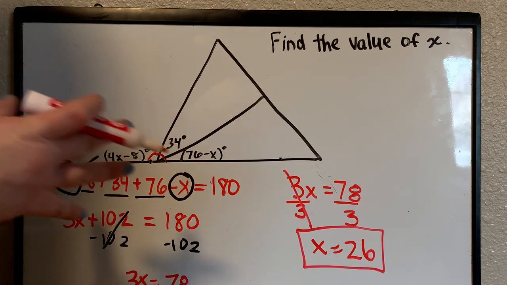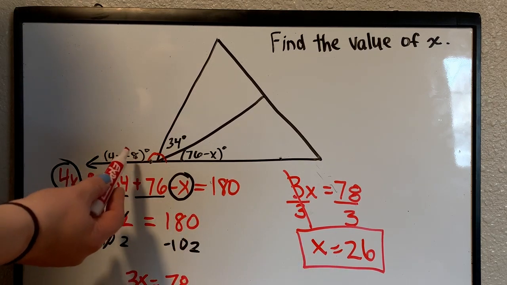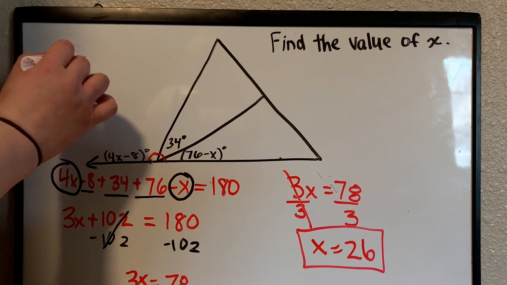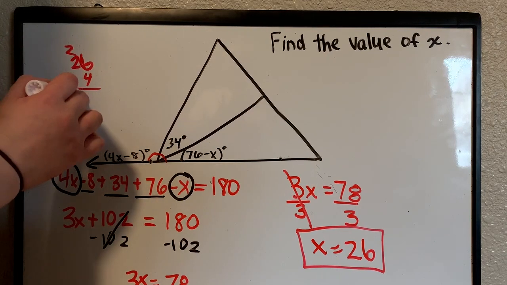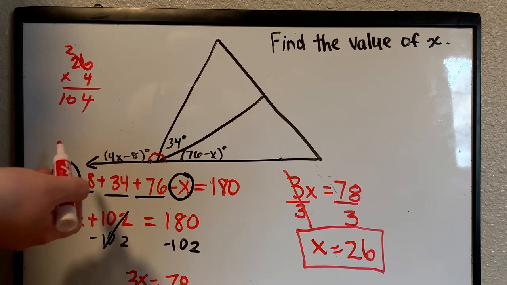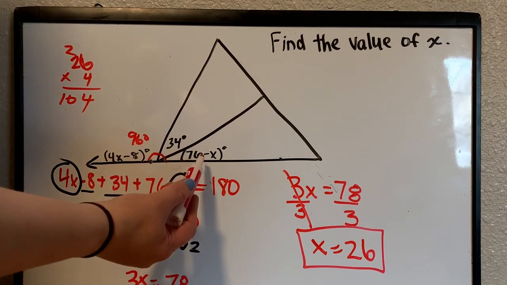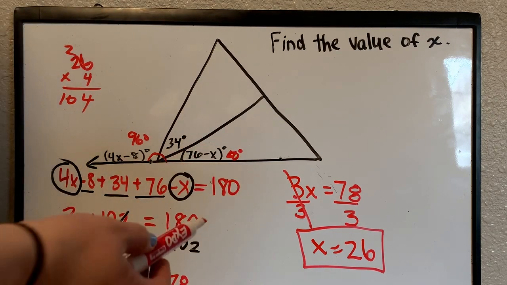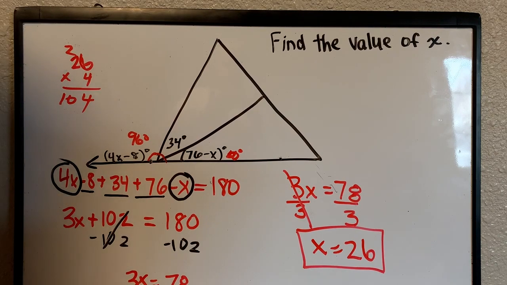Again, they don't want us to find a specific angle, but if they did, we would just plug in 26 for x. So this angle here would be 26 times 4. Let's just do that for fun, because again, math is fun and it's curiosity, we want to know, right? So we have 24, we have 8, 9, 10. So this is 104 minus 8 is going to give us 96 degrees. And we have 76 minus 26 is going to give us 50. If we were to add up 50 plus 34 plus 96, we would get 180. Isn't that cool?